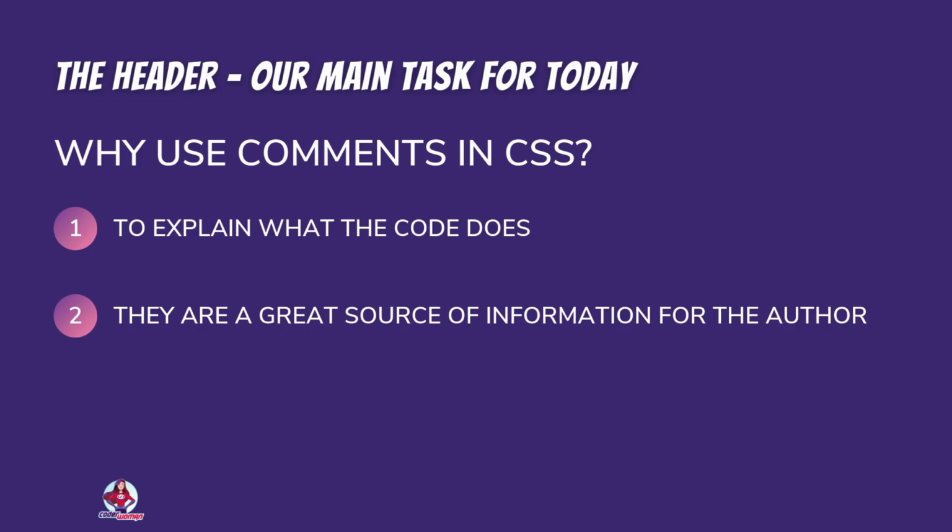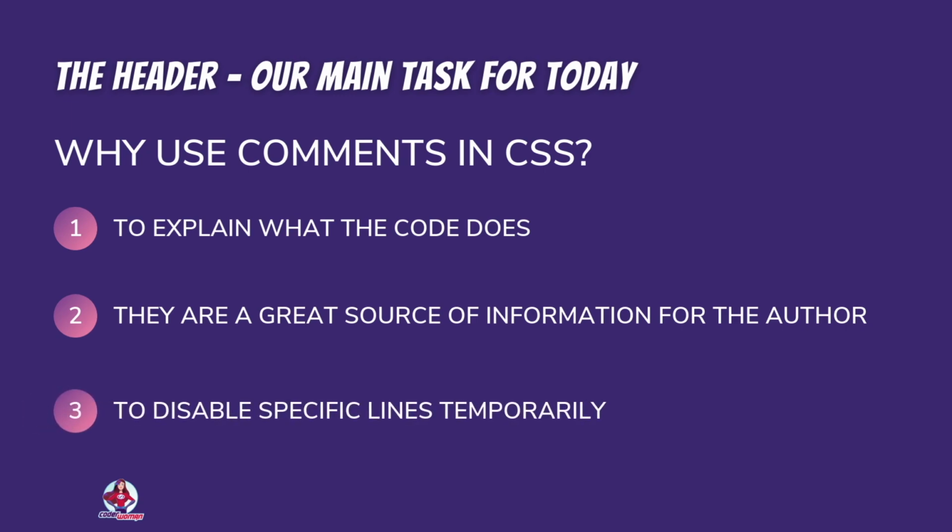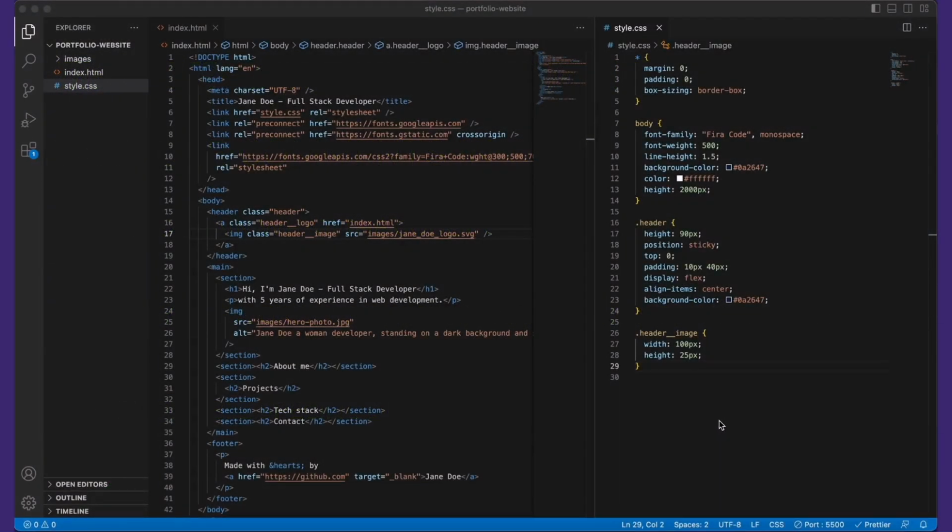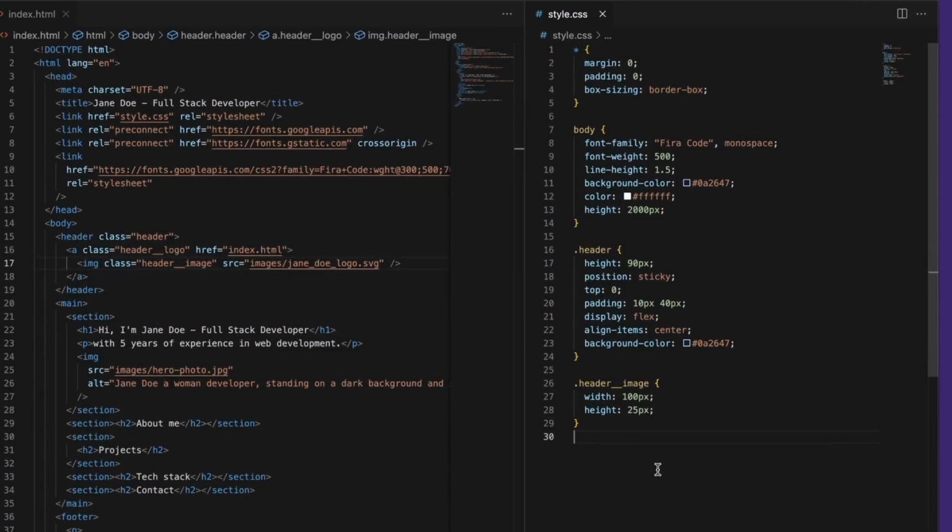Comments not only make working with others easier, but they are also a great source of information for the author. For example, you can put a reminder in a comment for yourself. Then, when you revisit the project later, you will not forget what you intended to do. During coding, you can use comments to disable specific lines temporarily, letting you see how the code works without those lines. It's extremely handy. Let's go to VS Code and add some comments.